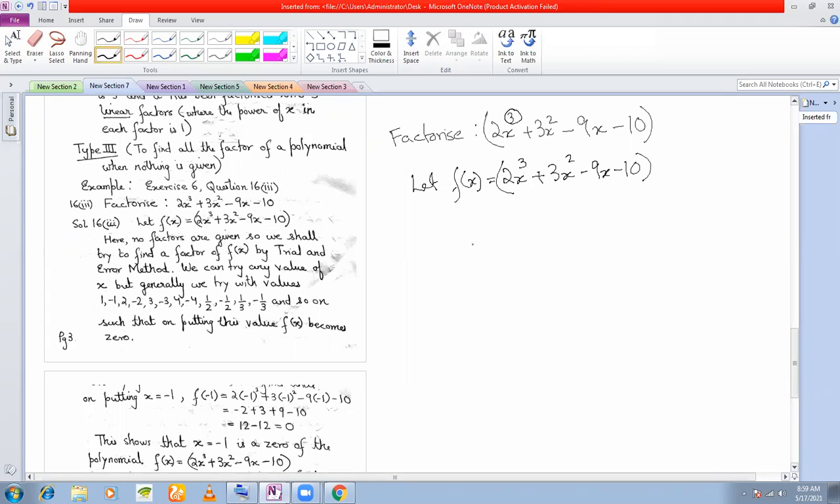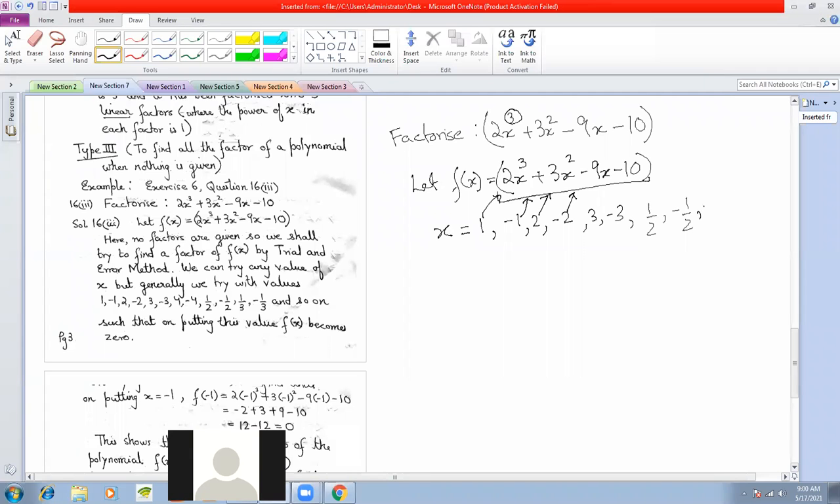Now what do you mean by trial and error method? Suppose this expression is valid for all real values of x. So you try to take values of x like 1, minus 1, 2, minus 2, 3, minus 3, put x is equal to 1 here and check whether this becomes 0. Next, put x is equal to minus 1, check. Put x is equal to 2, check. Put x is equal to minus 2, check, and you continue this. You can put x is equal to half and minus half also.